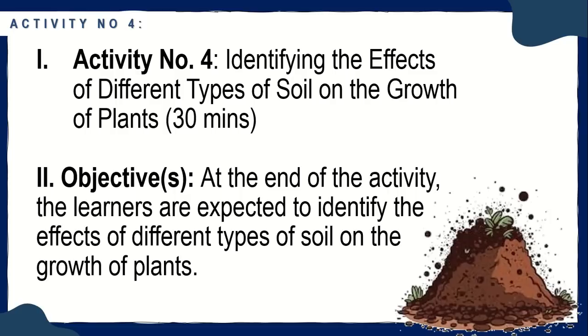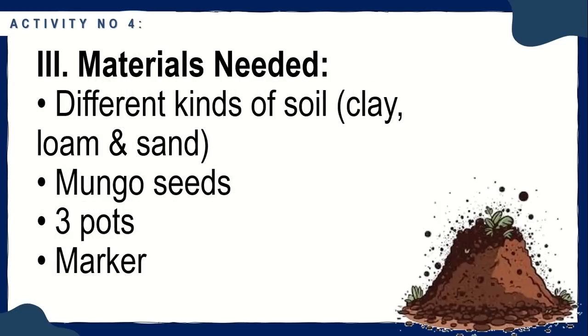Let's have activity number 4, identifying the effects of different types of soil on the growth of plants. It is good for 30 minutes. Objectives: at the end of the activity, identify the effects of different types of soil on the growth of plants. Materials needed: different kinds of soil, clay, loam, and sand. Mango seeds, 3 pots, marker.